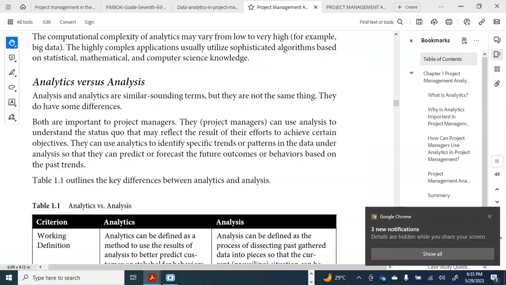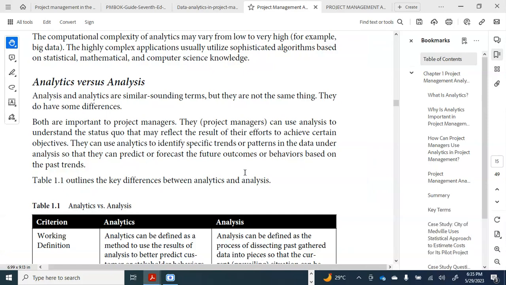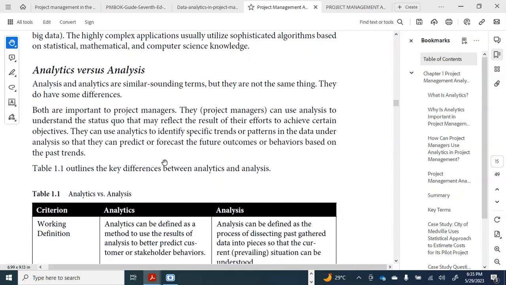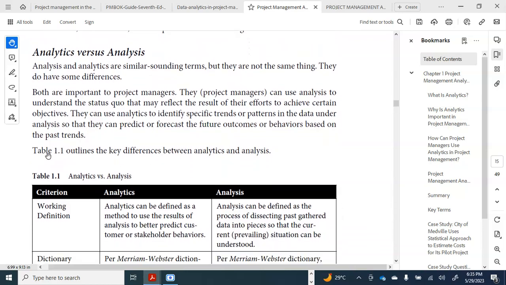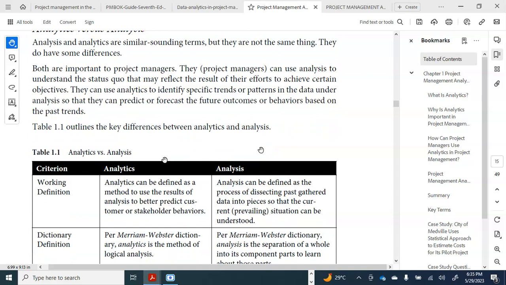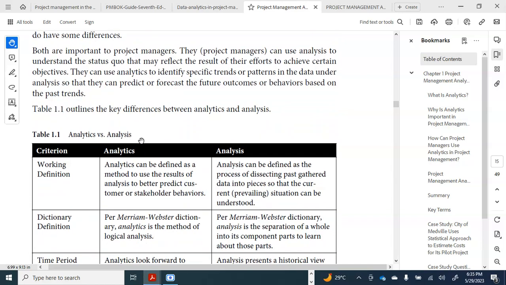So, like I said, the S-curve enables you to know what has happened in the time past and also give you an orientation of what is likely to happen, right? So you get to see that. Now, let me go ahead. Table 1.1 outlines the key differences between analytics and analysis. Now look at it, analytics versus analysis.